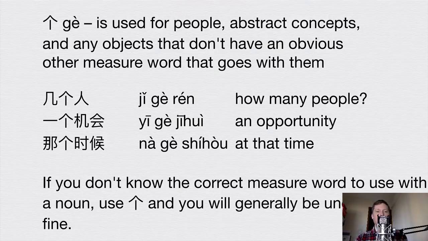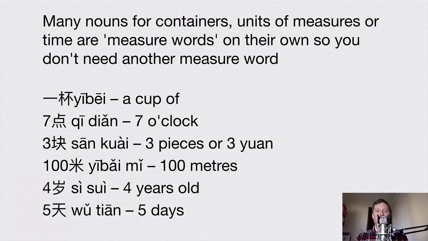And in certain situations, 个 will not be stressed, or it won't be pronounced in a particular tone because it's unstressed. That's another thing to bear in mind. So here are some examples of how 个 is used. For example, 几个人 would be how many people. 一个机会 an opportunity. In this situation, opportunity is an abstract thing. You can't put another measure word with it. So if you're speaking Chinese and you don't know the correct measure word to use in a particular situation, you can always use 个. And generally, even if it's not technically the correct measure word to use, you will be understood fine.